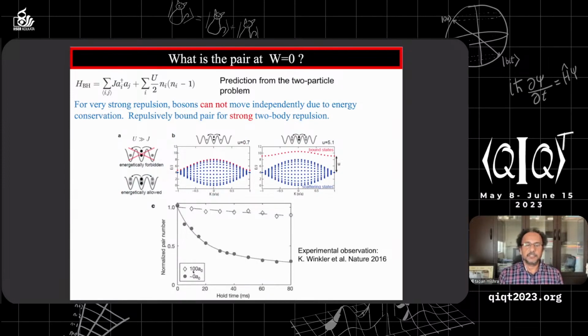You can see that when the interaction is 0, and this a0 is the s-wave scattering length that defines this interaction in the Bose-Hubbard model or in the system of ultracold atoms in optical lattices, the normalized pair number vanishes or decreases fast with respect to time. But when the interaction is very strong, this remains finite after a long time. So this indicates that the repulsively bound pair is formed when the interaction is very strong, and the two bosons are initially located at the central site.